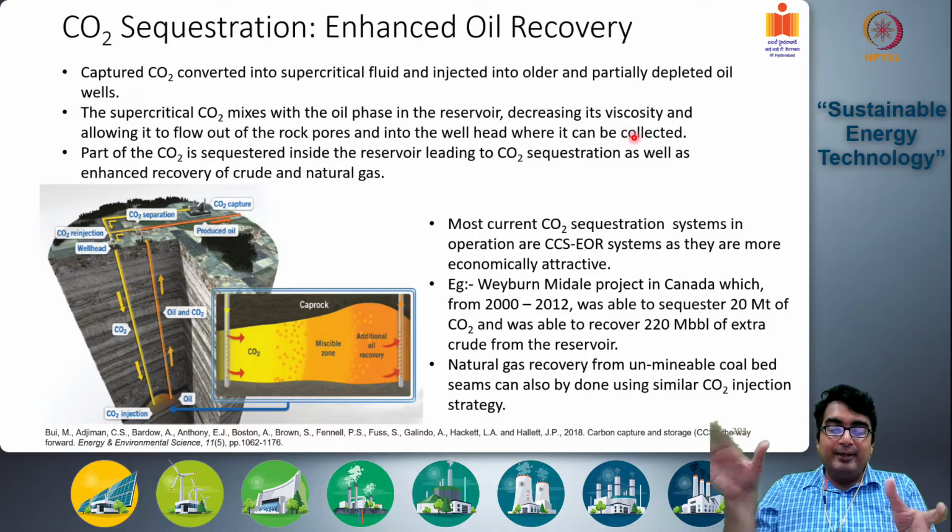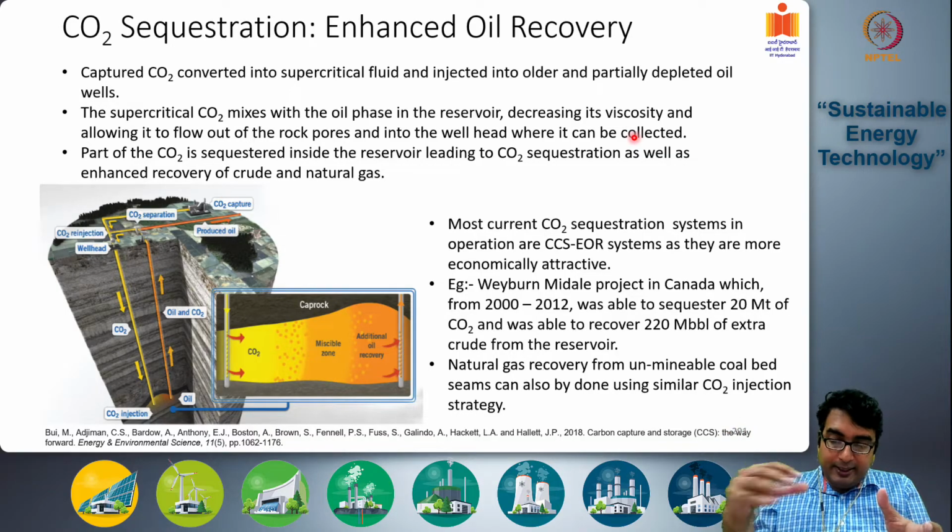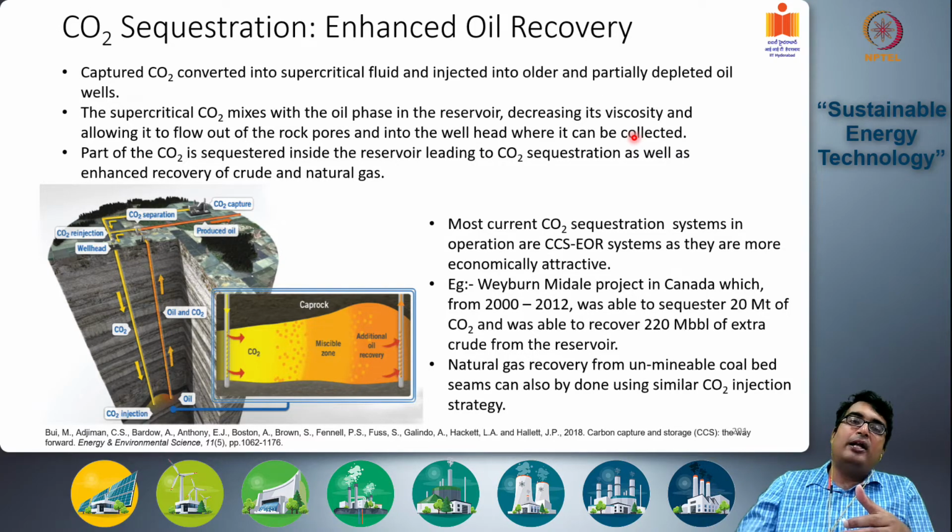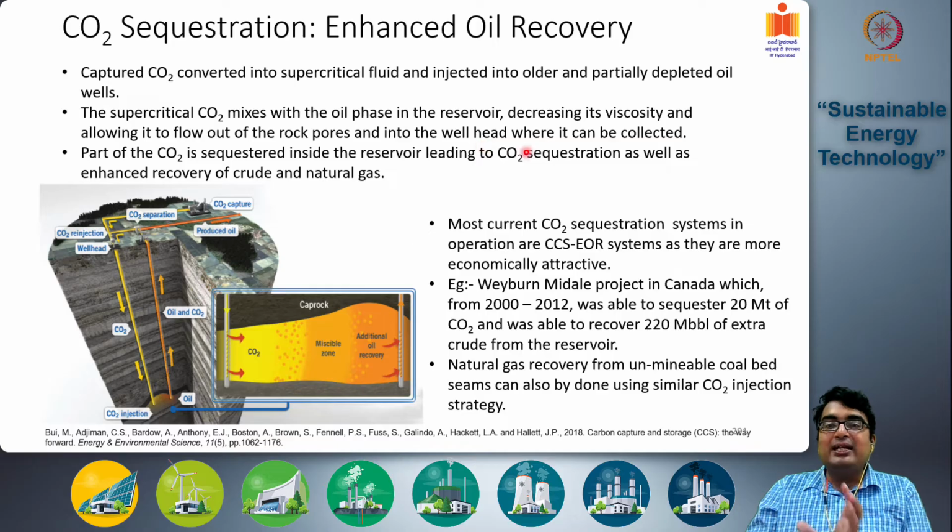So what is happening? The supercritical CO2, when it is injected, decreases the viscosity of this oil as it mixes with it, and allows this oil to flow out of the rock pores and into the wellhead where it can be collected. A mixture of oil and CO2 is coming out. Part of the CO2, not all of it, is sequestered inside the reservoir, leading to CO2 sequestration as well as enhanced recovery of crudes and natural gas.